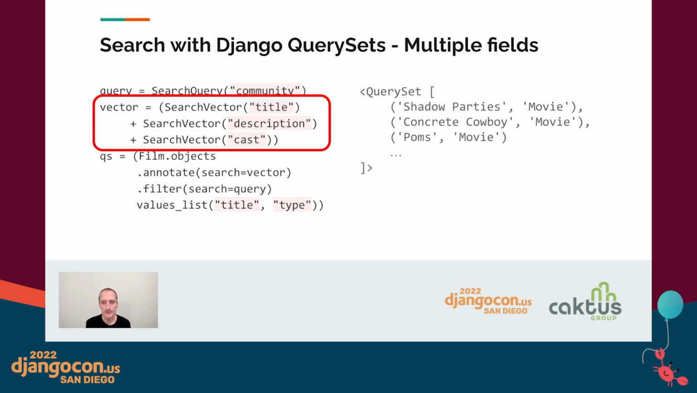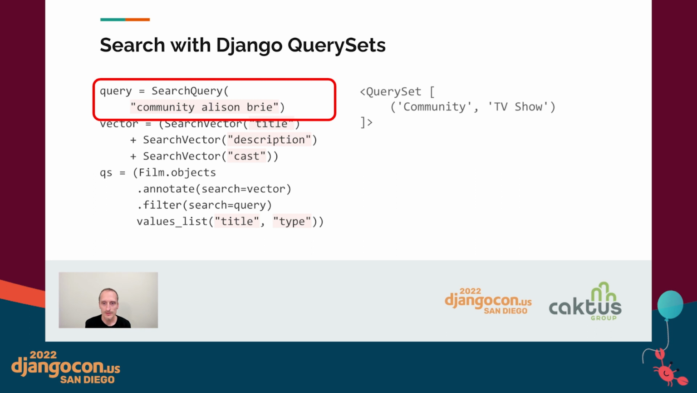But we probably want to search additional fields too. We can combine them like we do here, adding description and cast to our search. So if we now search for community, many more results are returned. But say we want to limit these results to only those that include Alison Brie. So we just adjust our query to include her name, and we're back to a single result.